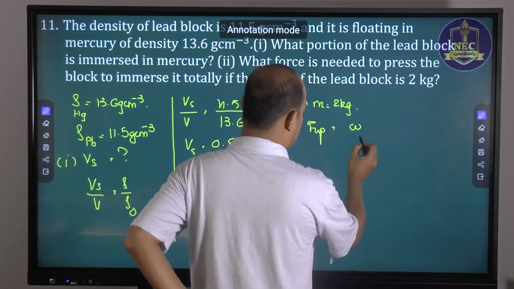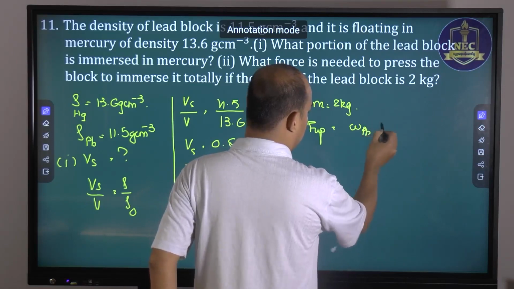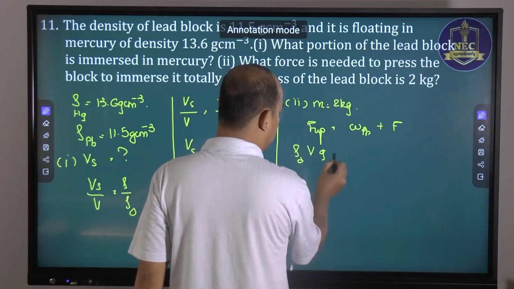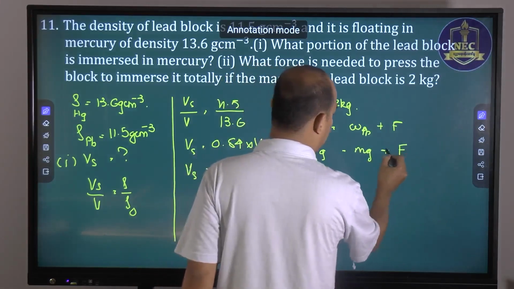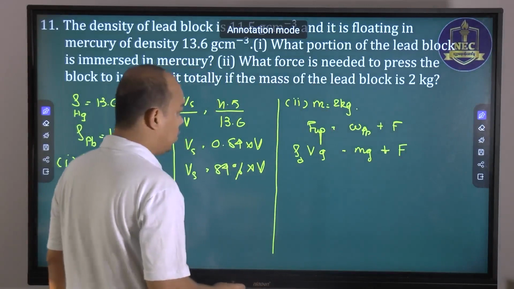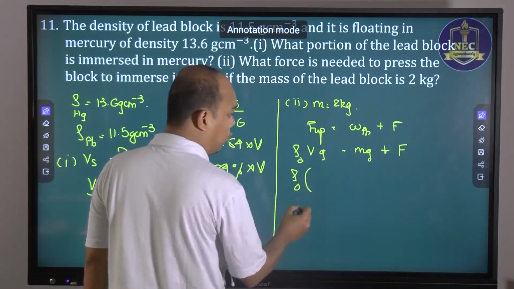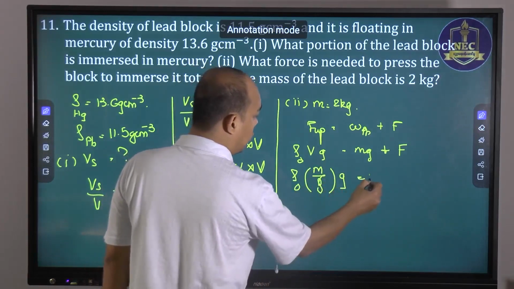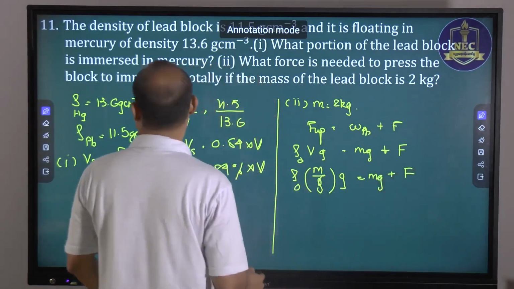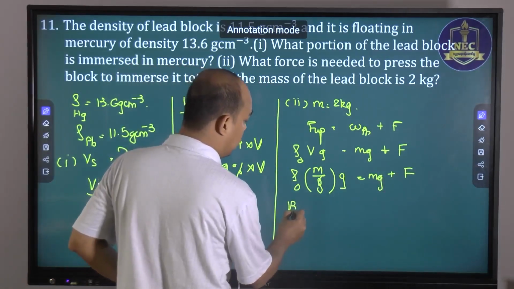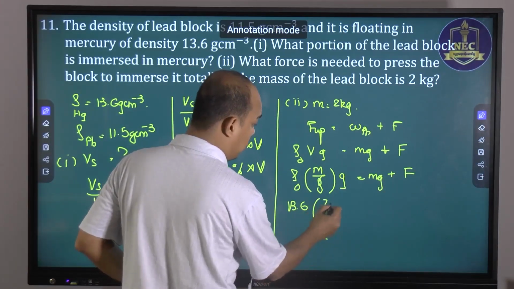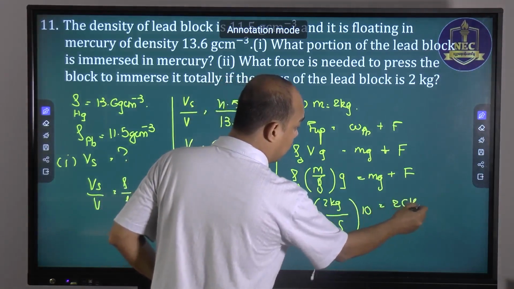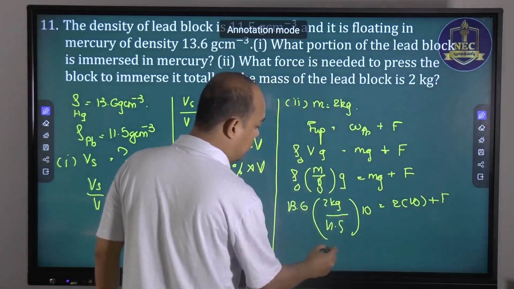The weight plus force will be: the water will be mg plus R. V will be equal to M by rho. Rho of mercury is 13.6 gram per centimeter cube, mass 2 kilogram, rho 11.5. The mass M will be the same, 2 kilogram, plus M.